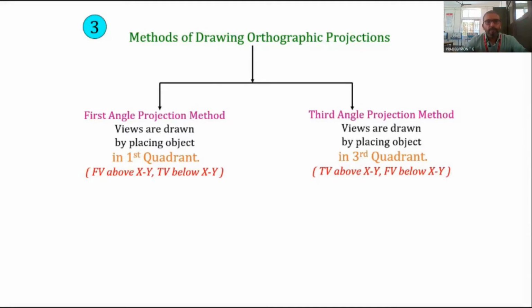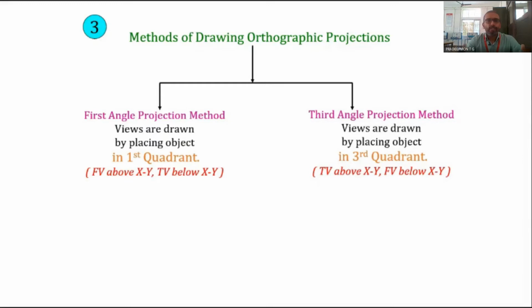So the front view as well as the top view will be below the XY line. Again, the same case as in the case of the second angle projection itself. Both the views will be overlapping. That is why we don't follow the second angle projection as well as the fourth angle projection.